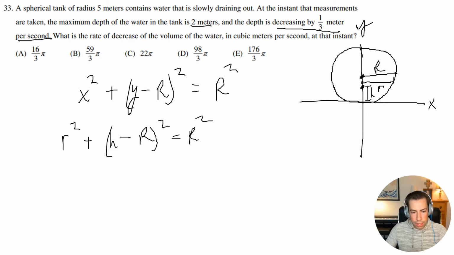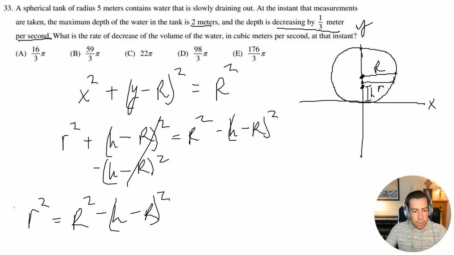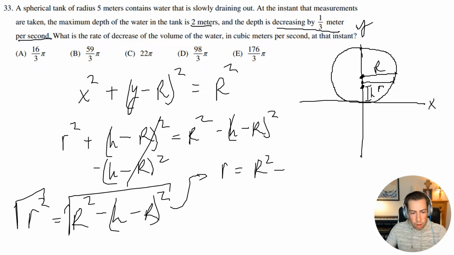I'll subtract this from both sides, so minus (h minus R) squared. I'm left with r squared equals capital R squared minus (h minus R) squared. Then I can simply take the square root of both sides. So now I have r equals the square root of R squared minus (h minus R) squared, all of that under the square root, of course.